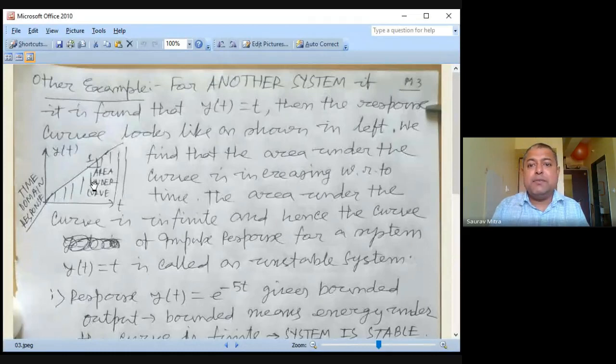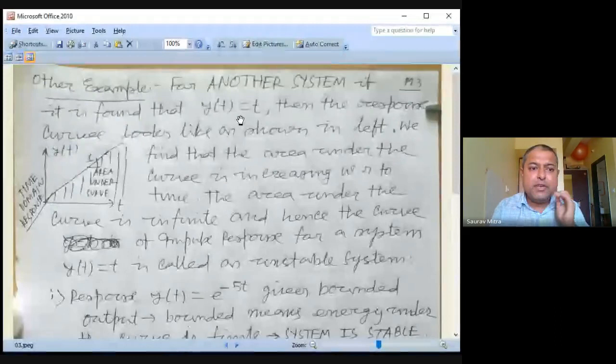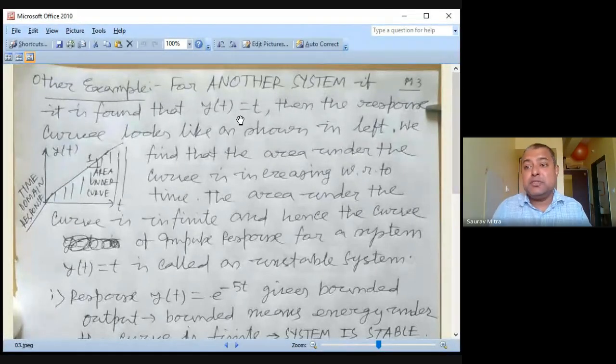Very important concept. For another system, if it is found that y(t) is equal to t, it means if you are giving more time, the system output is growing or expanding. I have shown you two kinds of damped sinusoidal signals. One is e raised to minus bt sine t, another is e raised to at sine t. Whenever it was e raised to minus bt sine t, it was oscillating and getting smaller. And whenever it was e raised to at sine t, it was starting small and getting bigger.